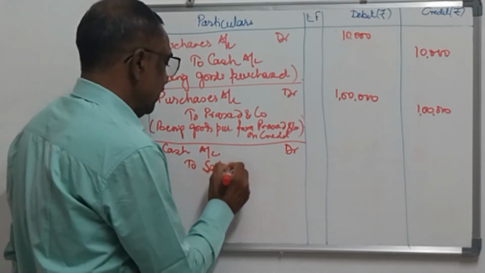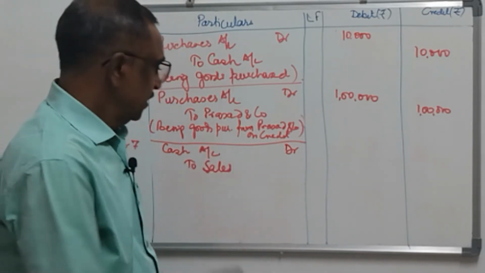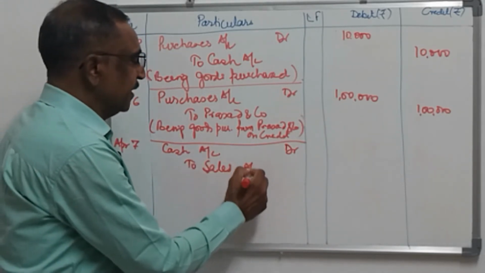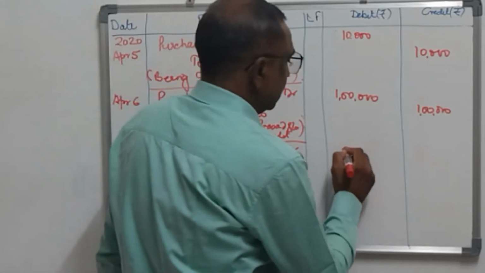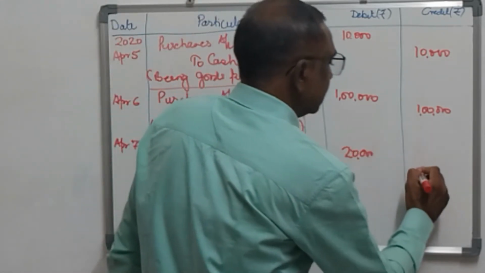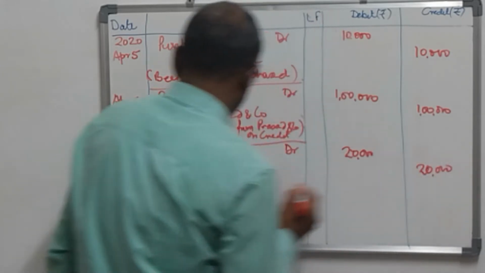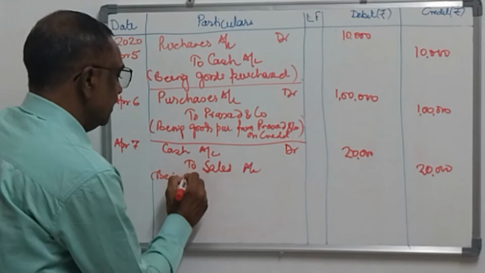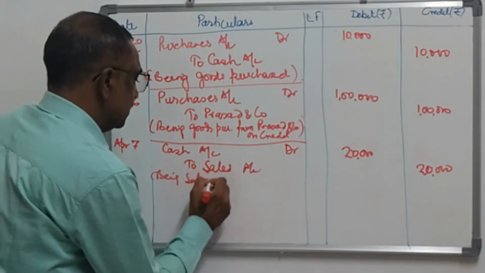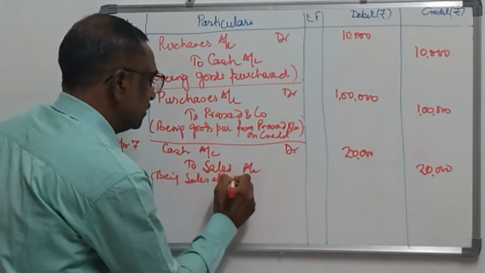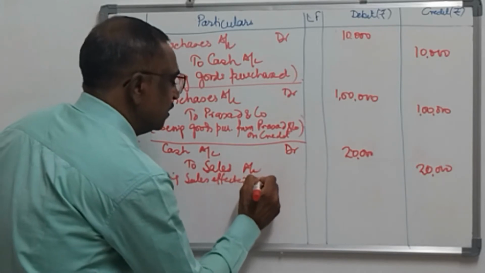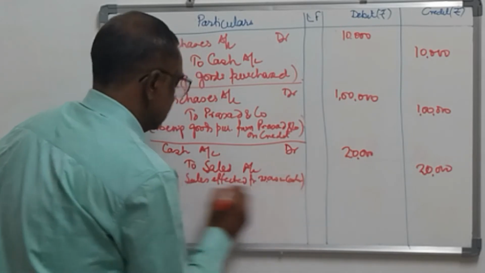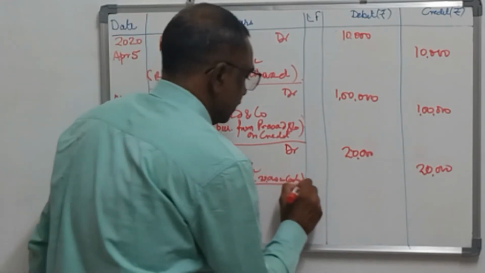Sales is revenue. It is your nominal account. Credit all your incomes and gains. So sales account will be credited for 20,000 because sale of 20,000 has taken place. Being sales effected for 20,000 in cash. Okay?